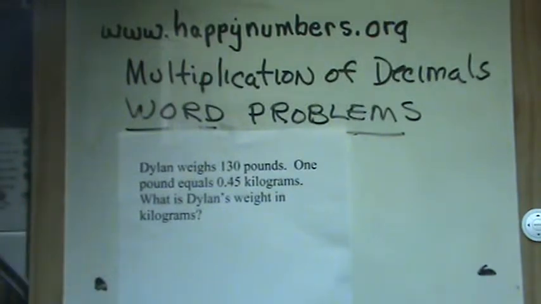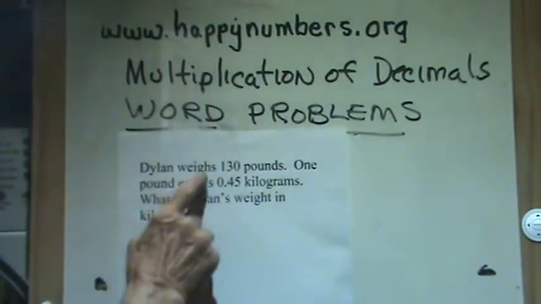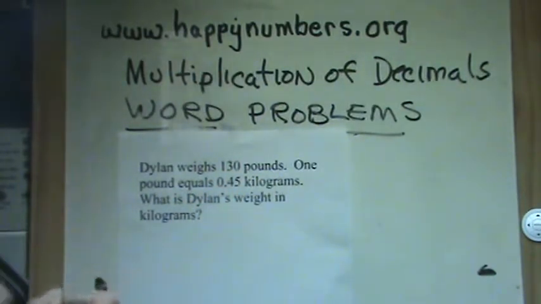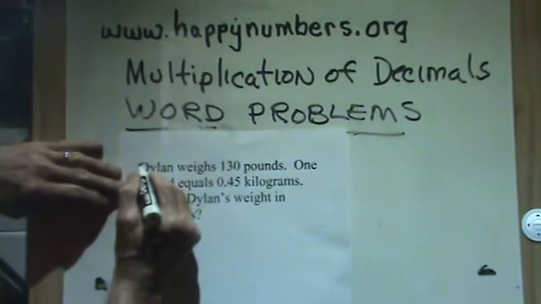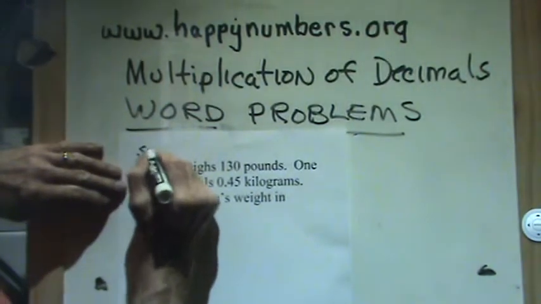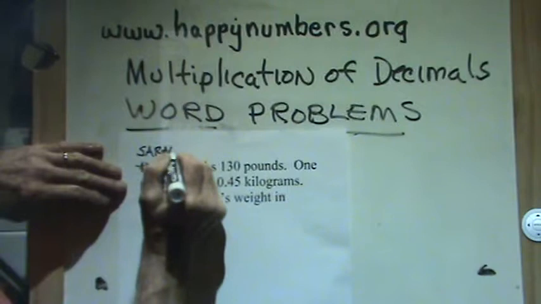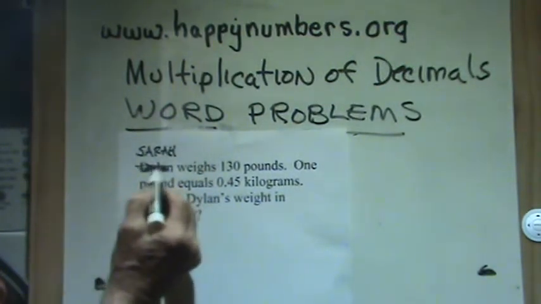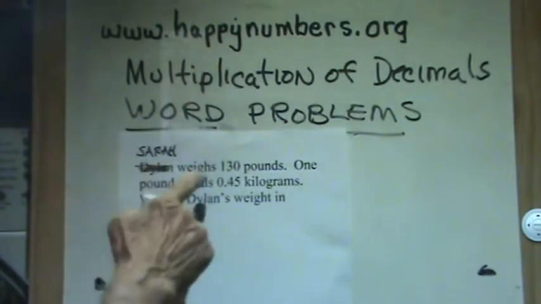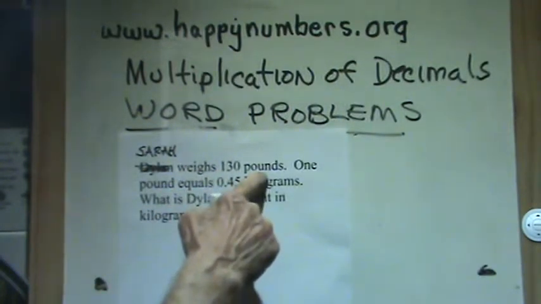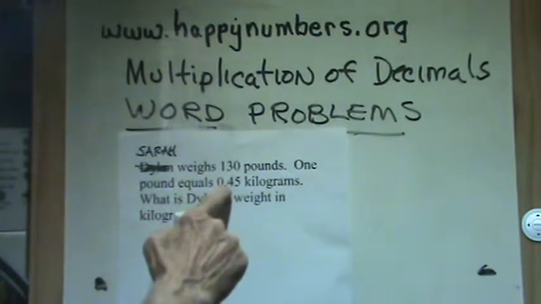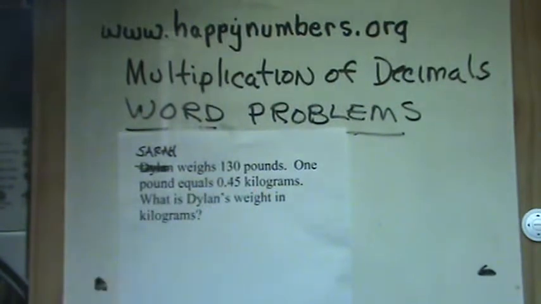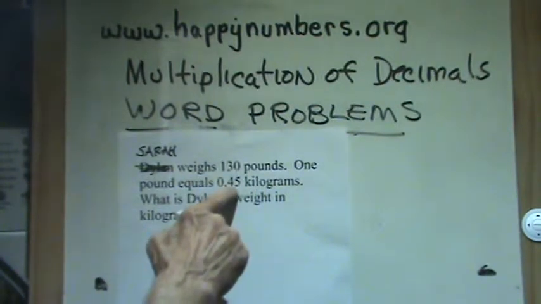Okay, here's our final problem. Dylan weighs 130 pounds. Wait a minute, I just noticed I have old boys' names in this, so we're going to change this. We'll say Sarah. Yeah, we have to have representation of everyone. Okay, Sarah weighs 130 pounds. 1 pound equals 0.45 kilograms. It's almost like a half a kilogram.